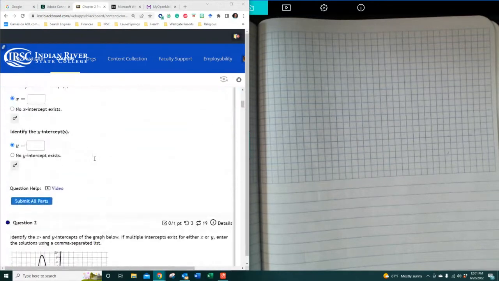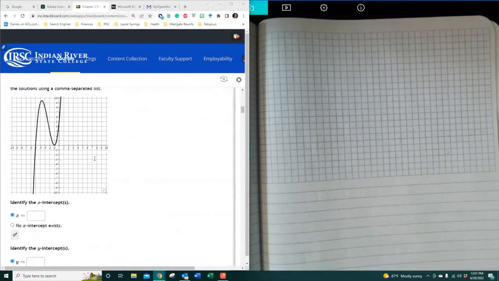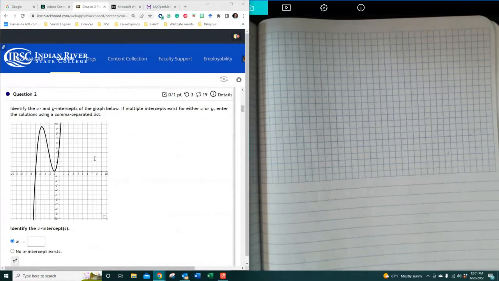So I'm going to cover question number 2. Now, question number 2 says identify the x and y intercepts. Now, x and y intercepts are very easy to identify. It's where they cross over the x-axis, which is obviously the horizontal axis, and where they cross over the y-axis, which is the vertical axis. Now, on the x-axis, it's crossing over -5, so we would put -5 for that, as well as -1. So those would be the two answers that we're looking for there, -5 and -1.